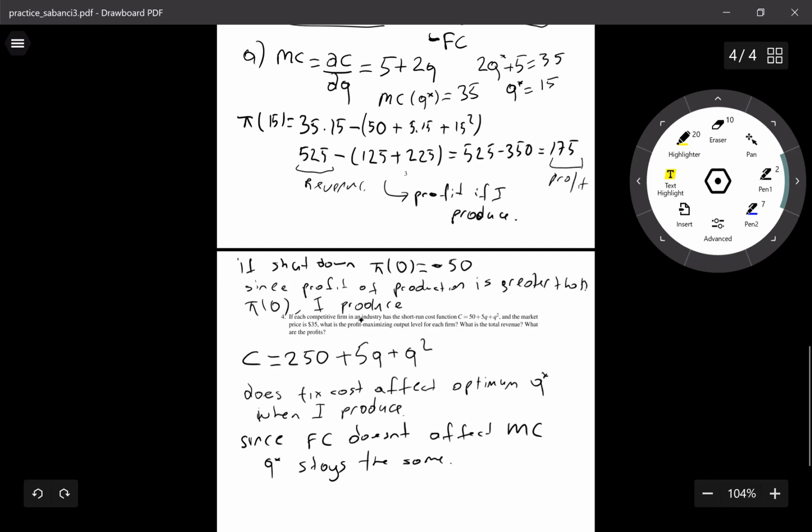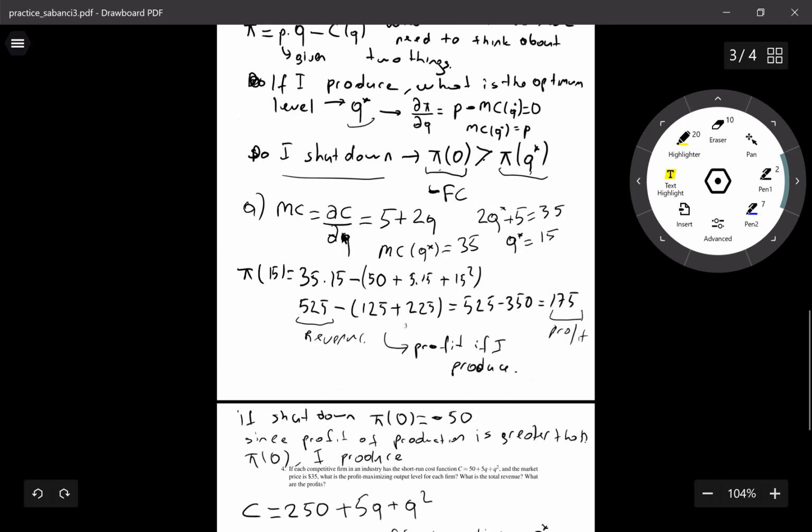It is not only for this question; it does not affect any question. Because when you take marginal cost, we take the derivative of the cost, and since fixed cost is a constant, it never enters the derivative. This is not specific to this question. Whenever we take the derivative of the cost function, since the fixed cost is a constant, it will never appear in the marginal cost.